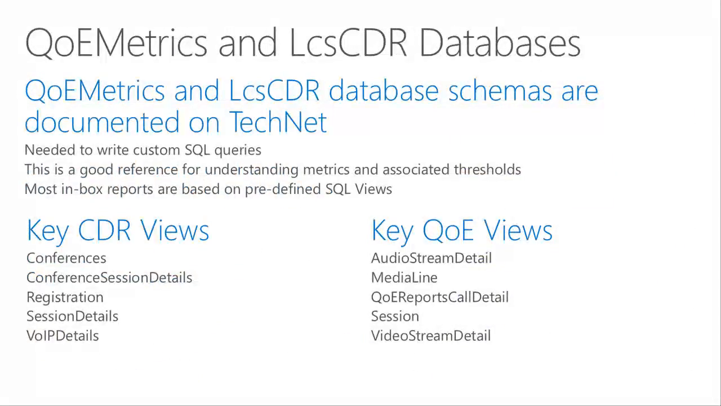So we have the QoE metrics and LCS CDR databases schemas documented on TechNet, and I think the link is in the appendix of this deck if you need it. We get questions a lot. The data that's in the out-of-box reports is nice, but I want to figure out how to go and write my own SQL queries.